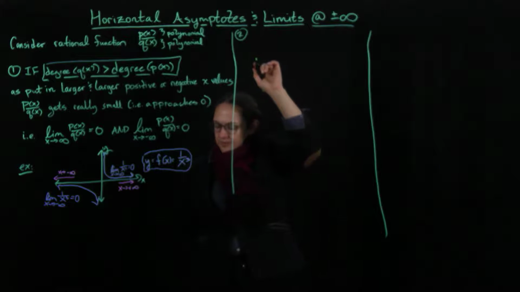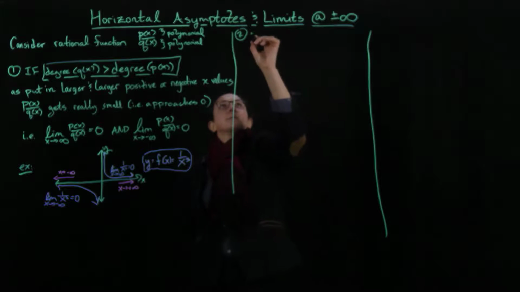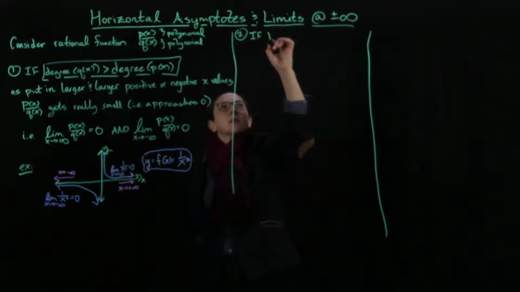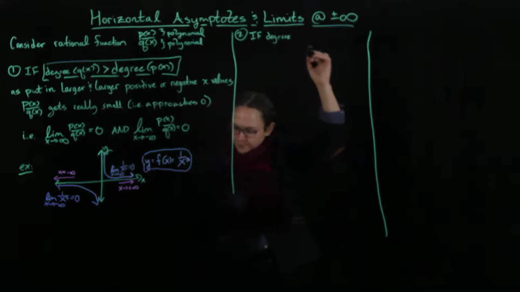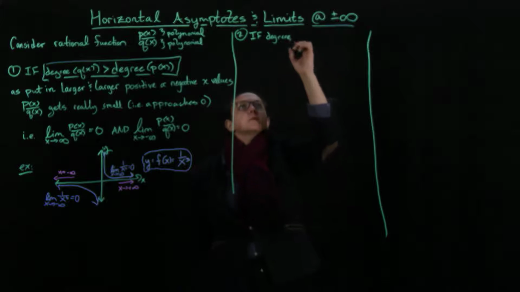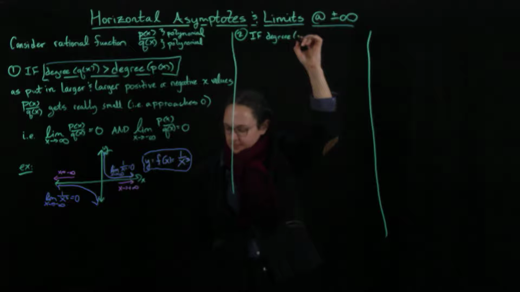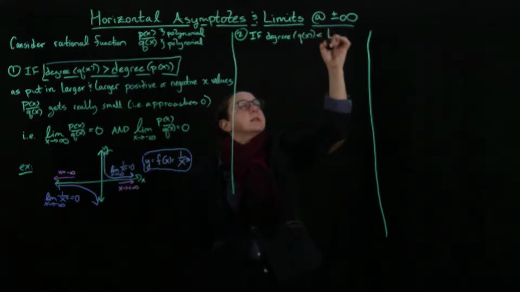Okay, so if the degree of q of x is less than or equal to the degree of p of x, no, I think I just want it less than. So we want that the degree of q of x is less than the degree of p of x.